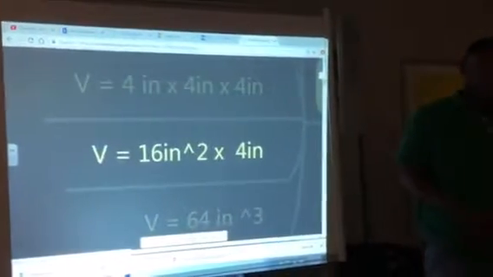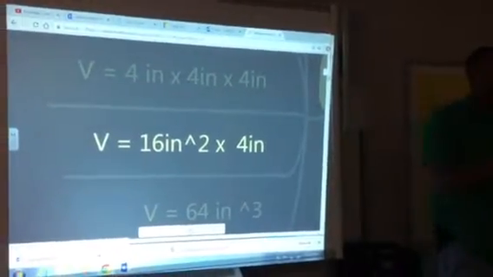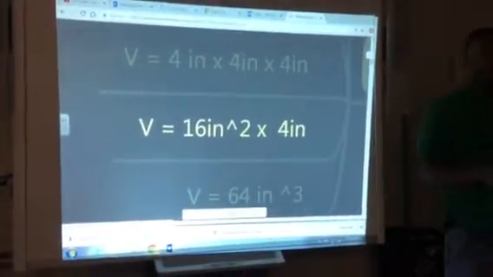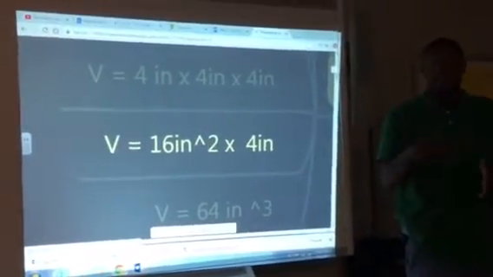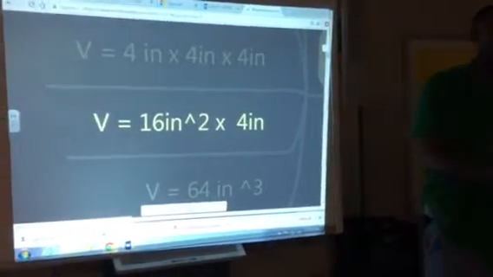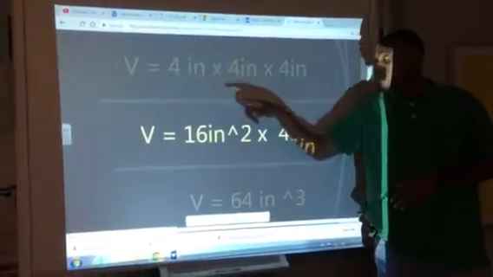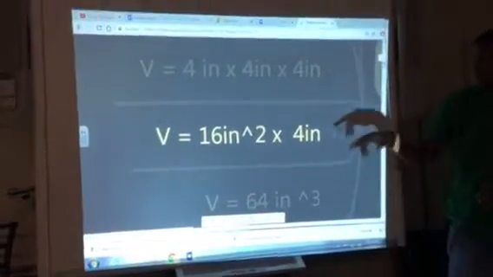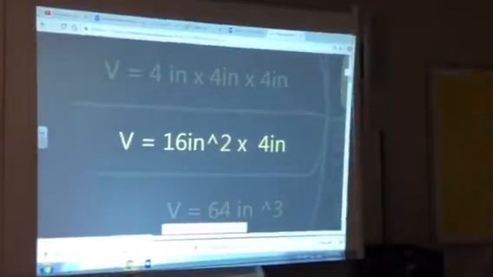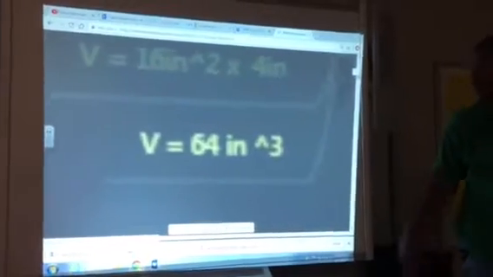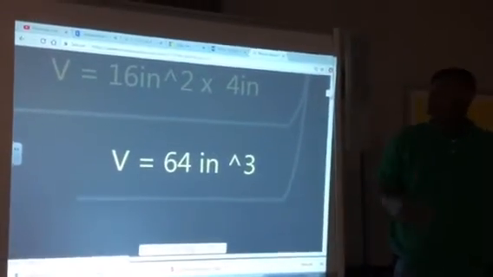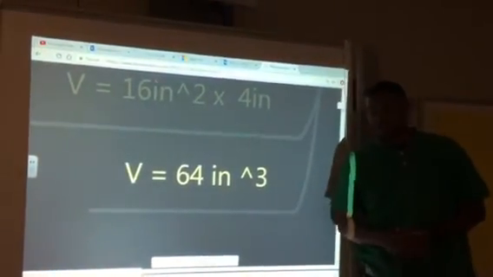So the area of the base, when you get to middle school, on your mathematics chart, is going to have a capital letter B, or a big B, which stands for the area of the base. So you'll multiply the area of the base, which was 4 times 4, gave us 16 to the second, times 4, which is our height. So the volume, once I stacked it up 3 high, would be 64 inches to the third power.